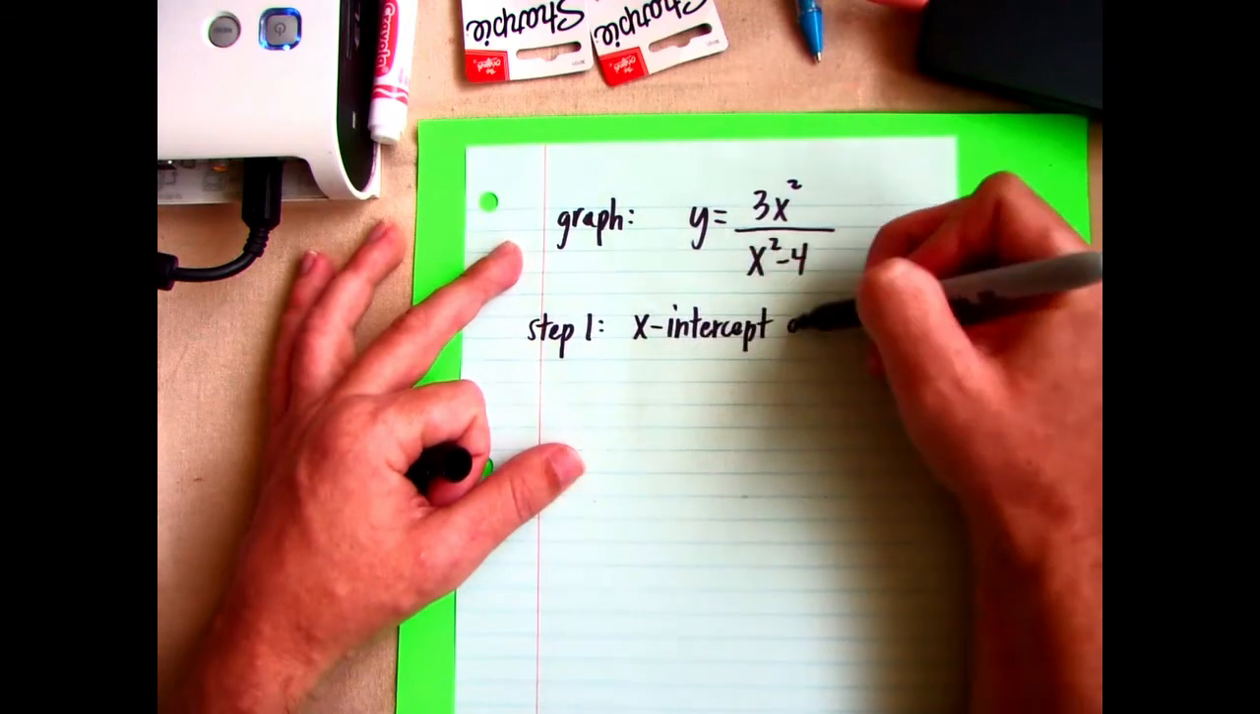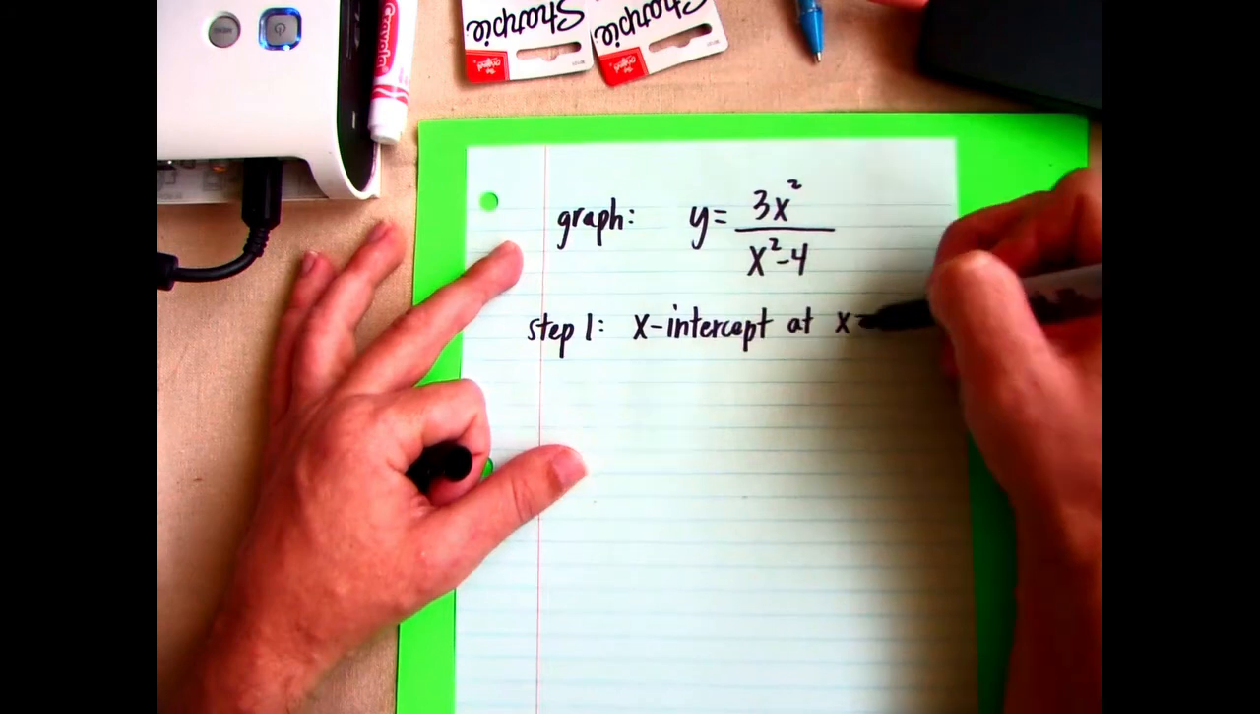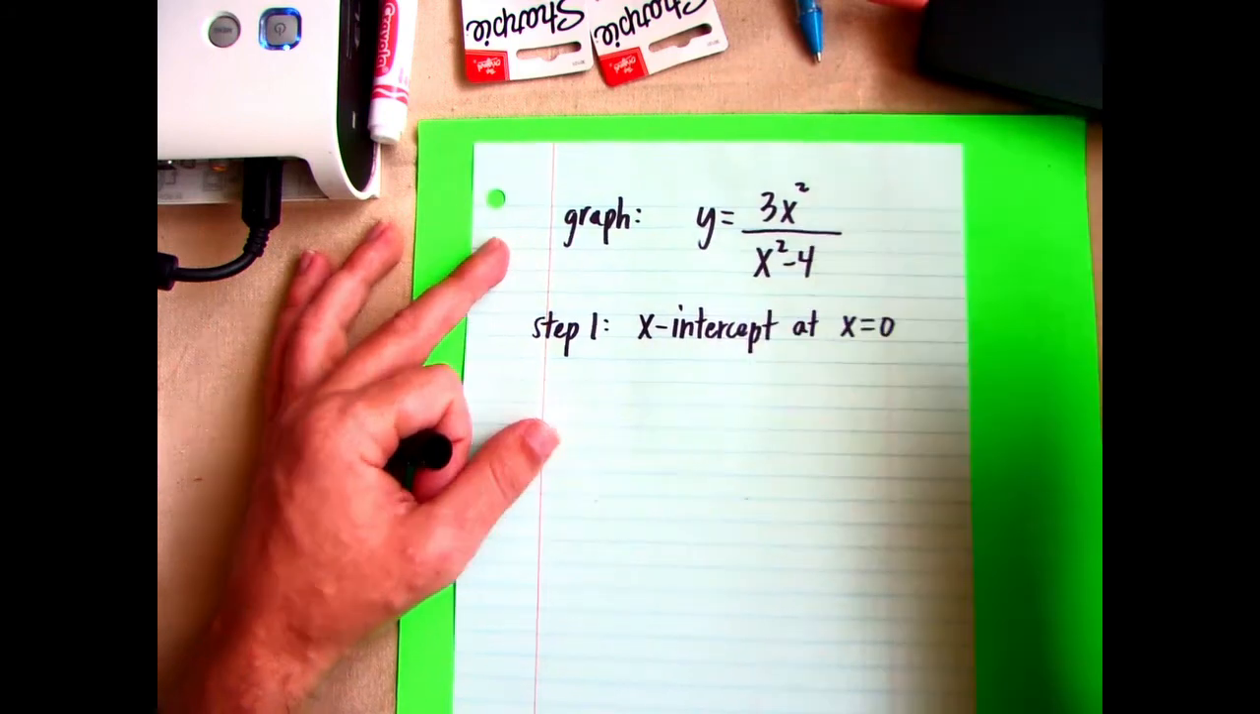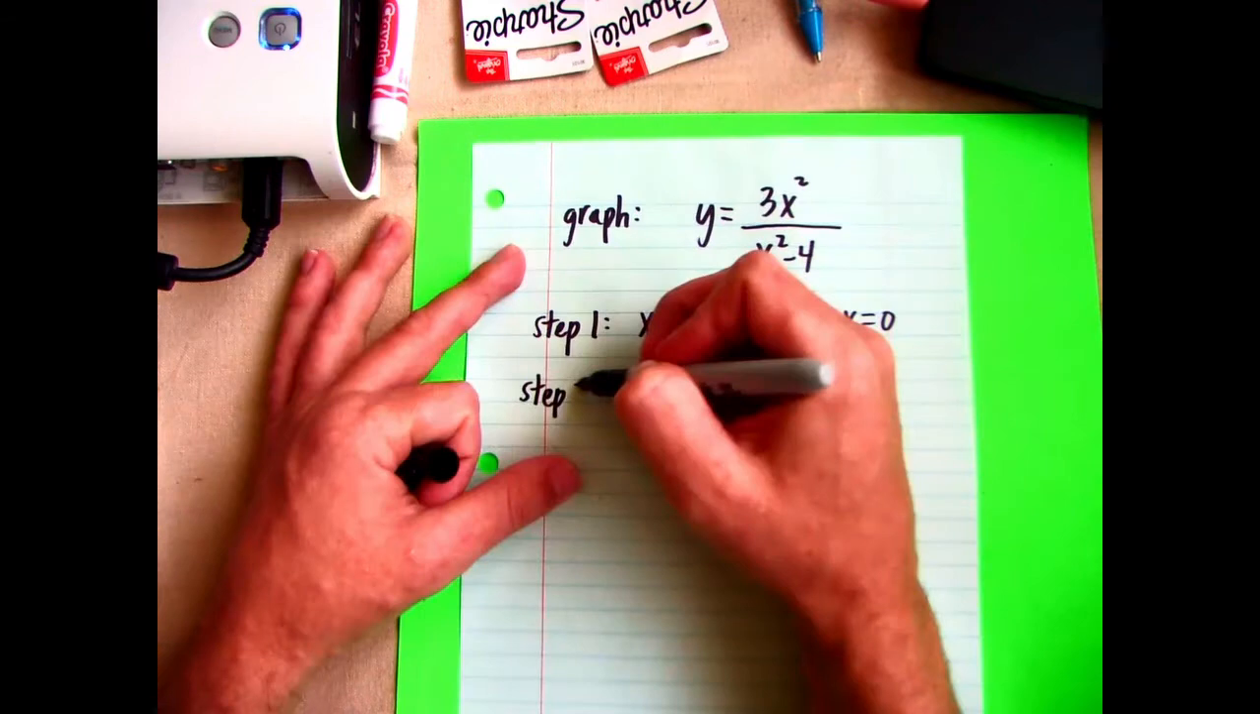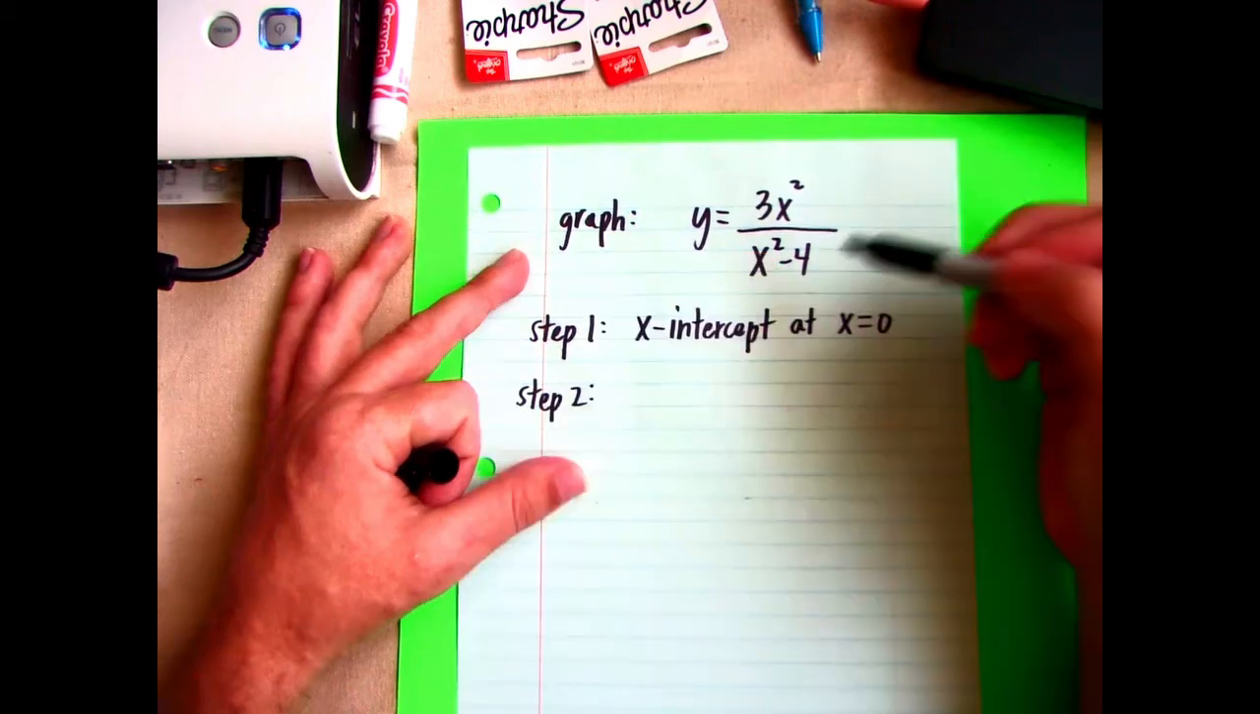For step 2, we're going to look at the denominator. Are there any values of x that make the denominator 0? And this time, when x is 2 and -2, the denominator is 0. So that means we're going to have vertical asymptotes at x equals 2 and x equals -2.